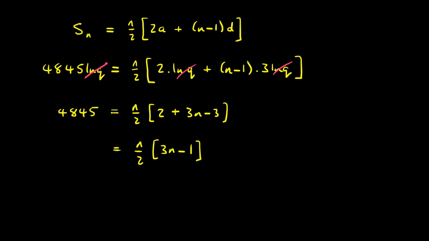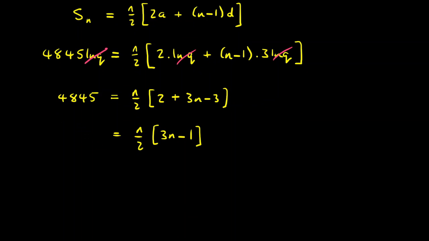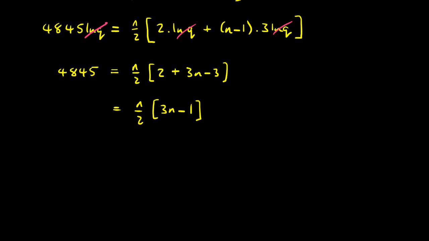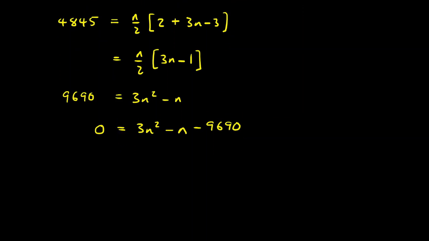So it looks like what we're going to end up with here is a quadratic. So we're going to take our 4845, and we'll multiply it by 2 on both sides. That's going to give us 9690. So we're going to get 9690 is equal to n times 3n minus 1. So that's going to be 3n squared minus n. We're going to end up with a quadratic, which is 0 is equal to 3n squared minus n minus 9690.